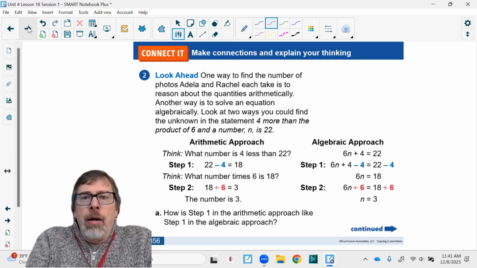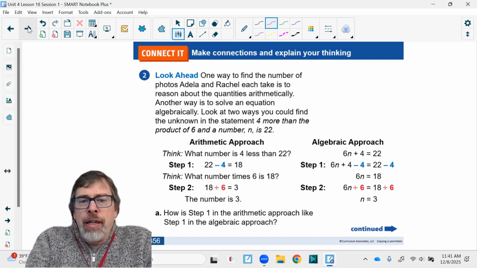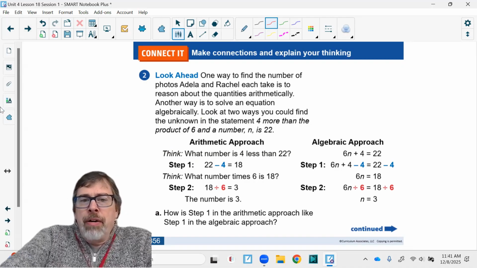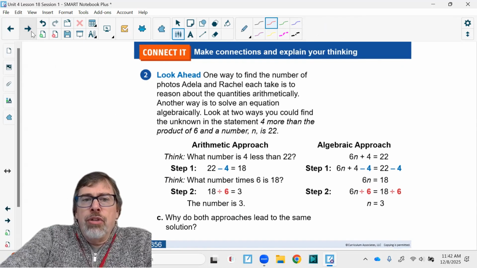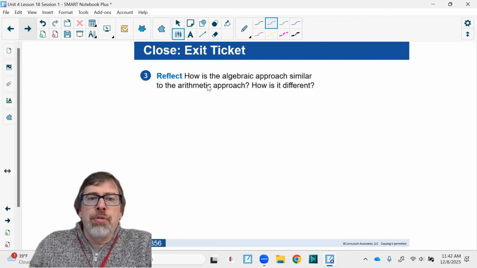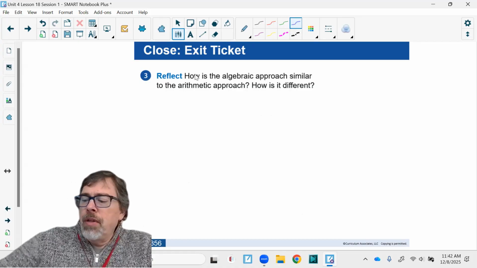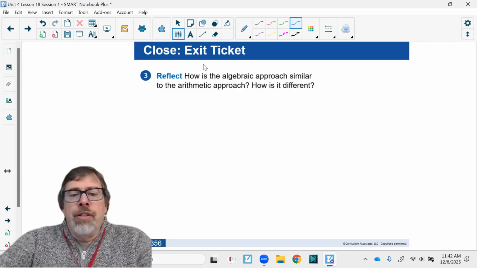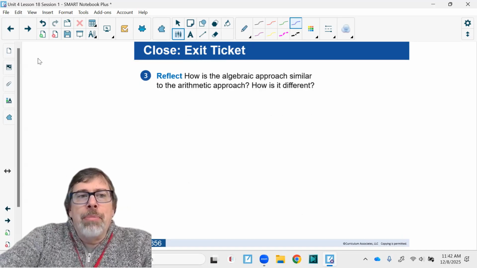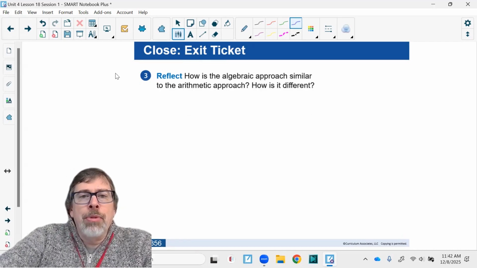Okay, so I'm not going to do this page. It's kind of explained in the book. This is just comparing the arithmetic approach to algebraic. I'm going to skip that and let's just move on to the closing. This was a real quick lesson, and let's do the reflective, which is related to arithmetic versus algebraic. So I'm just going to stop here. I just did a couple of examples on substitution and solving.